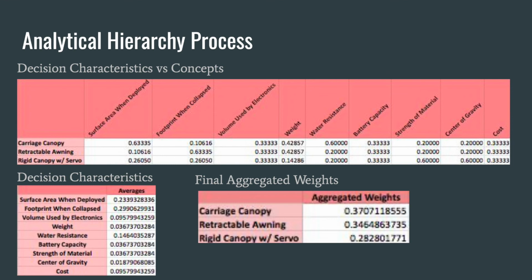Finally, from these averages, we were able to find the aggregated weights of the concepts. From the third chart on the slide, you can see that the carriage canopy had the highest aggregated weight at 0.37, the retractable awning was a close second at 0.346, and the rigid canopy with servo had the lowest aggregated weight at 0.28.